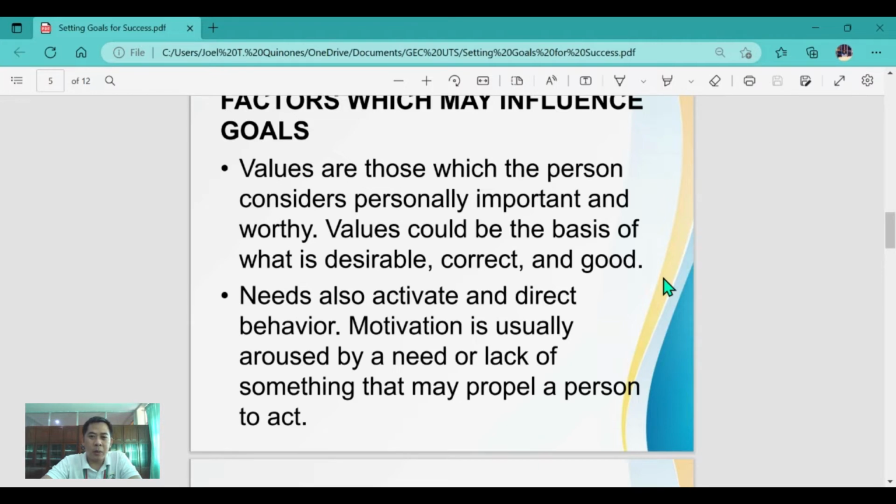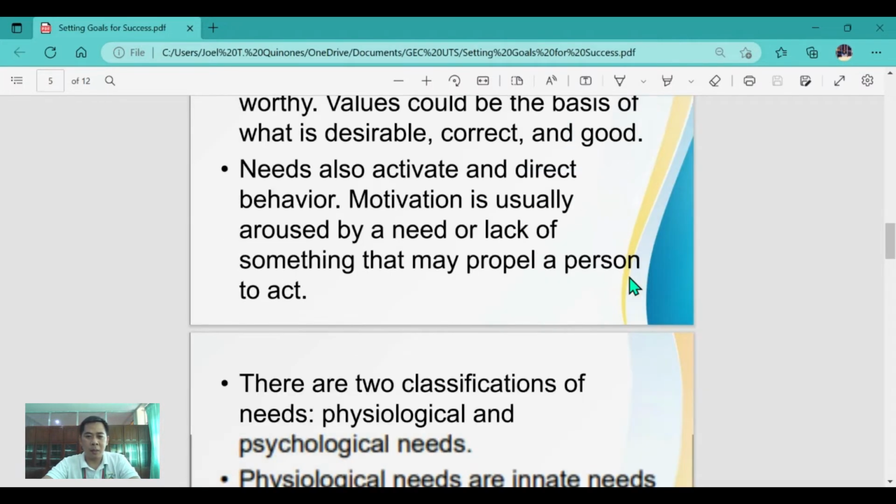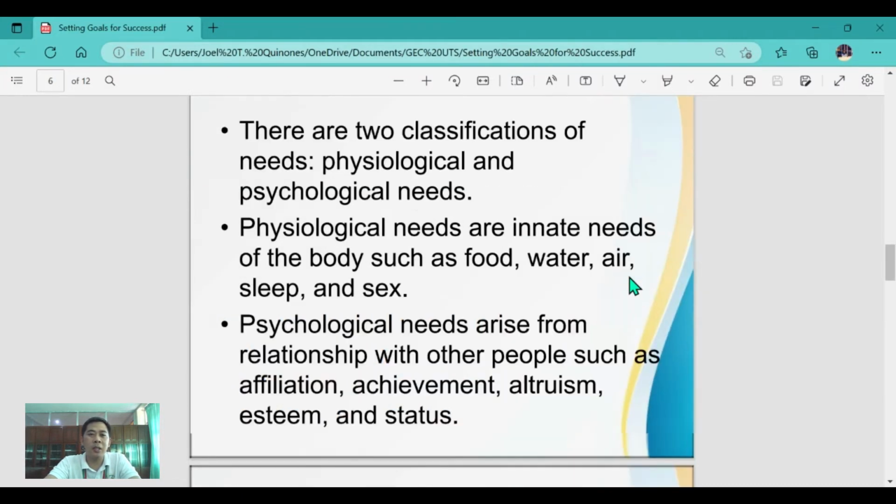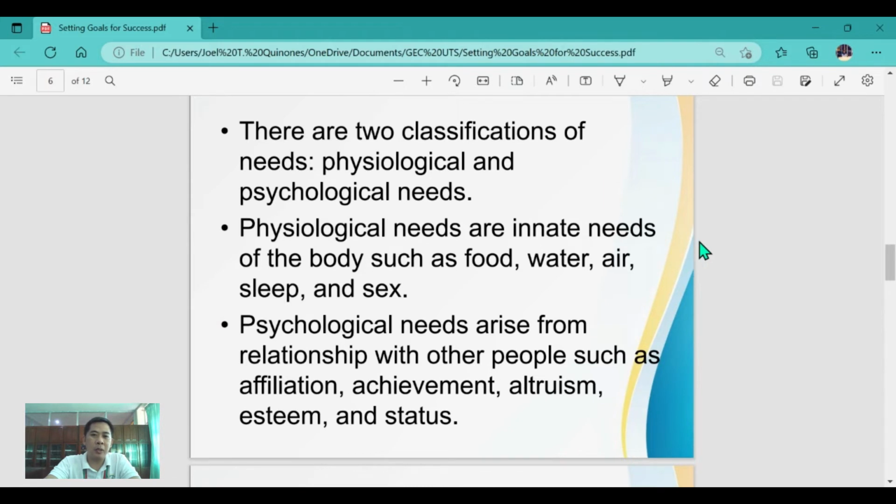Needs also activate and direct behavior. Motivation is usually aroused by a need or lack of something that may propel a person. Okay, so later on we will move into the needs by Maslow. We will look into that later. Now, there are two classifications of needs. Number one is physiological and psychological needs.